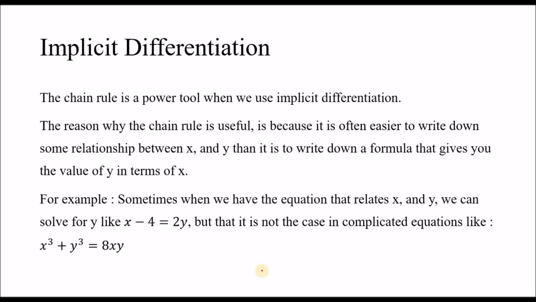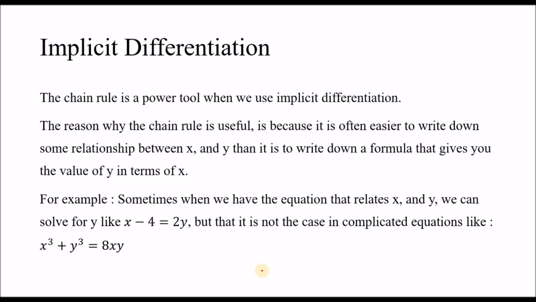We're going to use the chain rule in order to find implicit differentiation, and it's going to be a very powerful tool in this case. The reason why the chain rule is useful is because it is often easier to write down some relationship between x and y than it is to write down a formula that gives the value of y in terms of x. For example, sometimes when we have an equation that relates x and y, we can easily solve for y in order to be able to differentiate that.